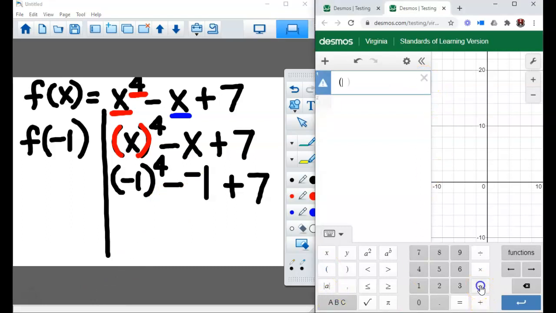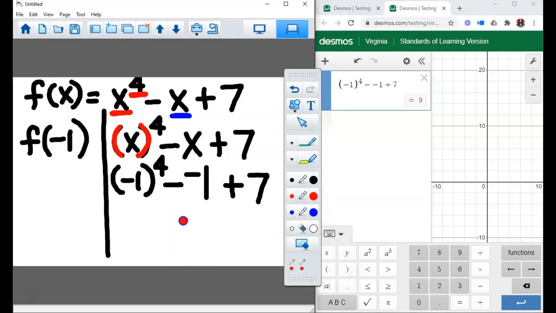We're going to do parentheses negative 1. To raise something to the 4th power, notice you have a to the 2nd power here, and right next door you have a to the b power. So you're going to hit the a to the b power and put in your 4. What I want you to notice is the cursor is tiny and stays next to that 4. So what you will need to do is click out here beside it and move that cursor back down. All right, then we've got minus negative 1 and then plus 7. And we see there our output on this problem should be 9.